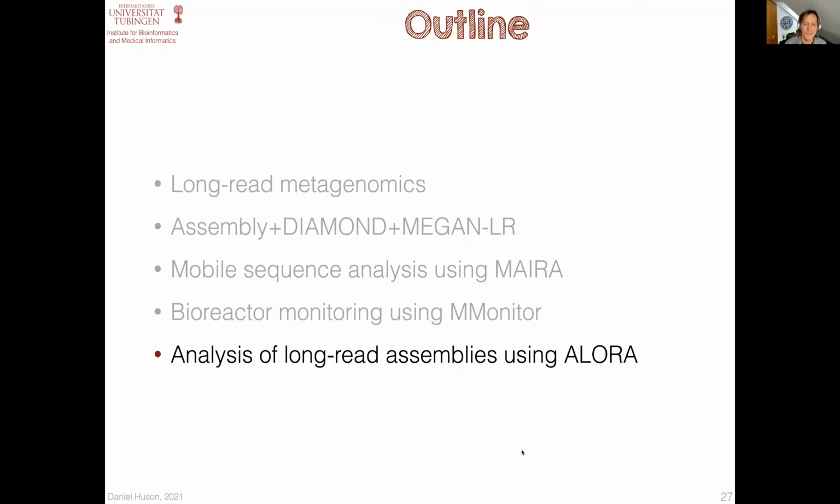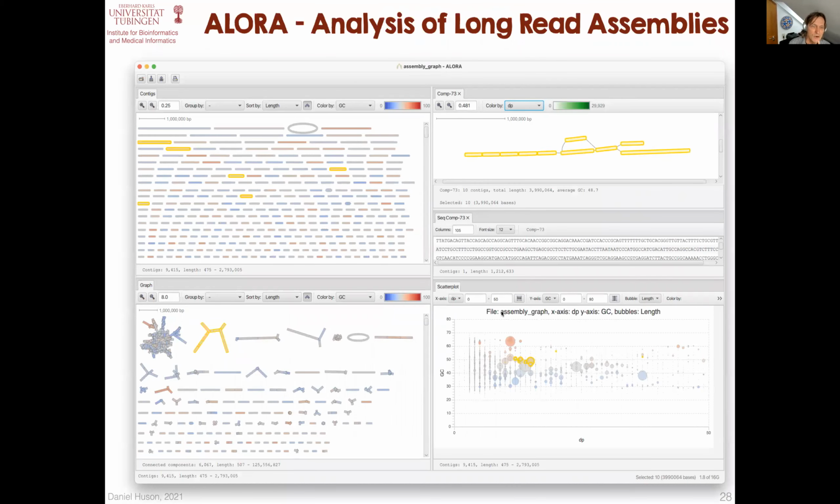And one more. Diamond and Megan have been around since 2005, so that's not new. Diamond's been around since 2015, so that's not new. MAIRA's quite new. MMonitor is very new, and this is another new thing that I've been programming. A program called ALORA, Analysis of Long-Read Assemblies. What I'm trying to build here is a tool that integrates multiple things that people like to do with long-read assemblies.